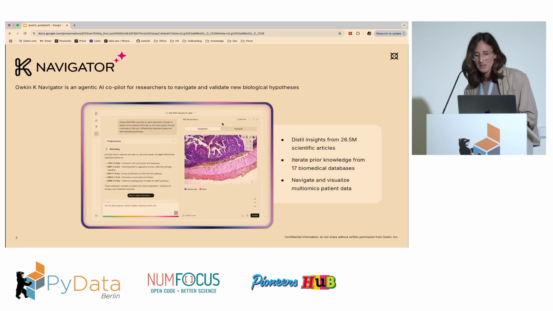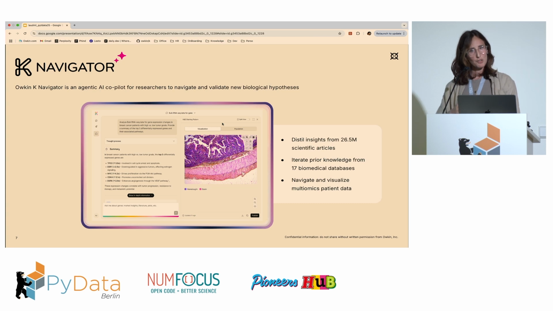So what we did at Owkin, we developed in 4 months Copilot, which offers for now 3 tools. One that helps you visualize patient data and visualize omics data. I will not talk about this, but I will talk about the 2 other tools. One that enables the researcher to look at the literature, and the other one looks at a broader database, a prior knowledge database with information on genes and proteins.